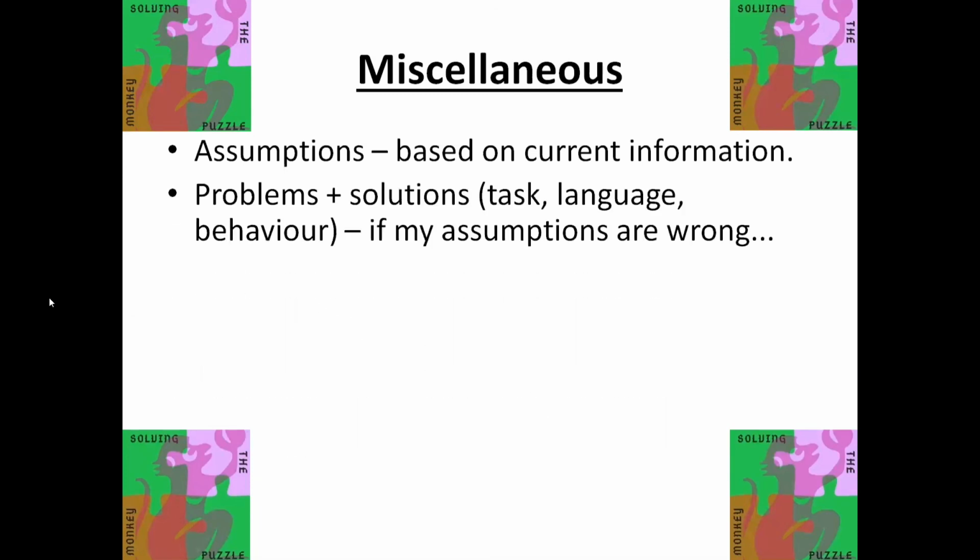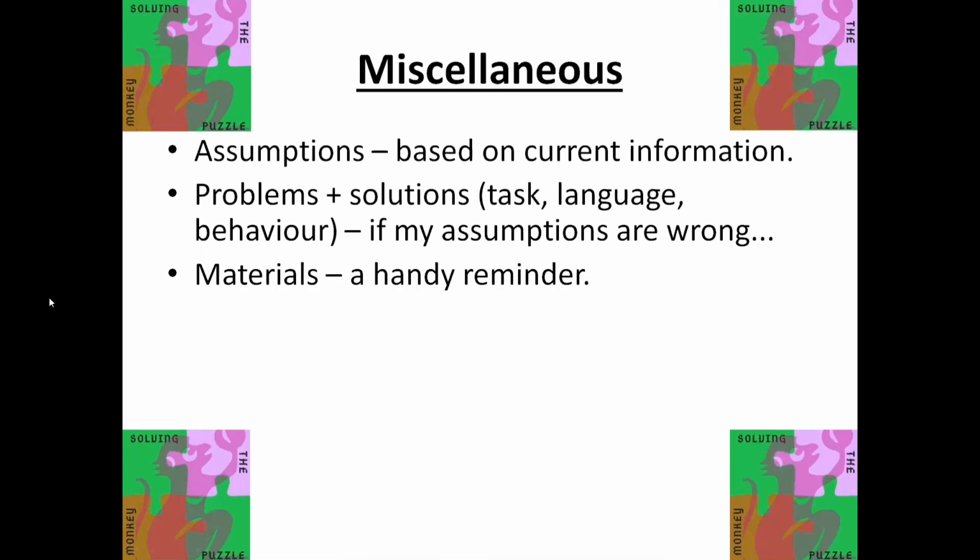Then you've got problems and solutions. So you can base your problems and solutions on whether your assumptions are wrong, or you can use a different framework. There are really three kinds of problems and solutions: task problems, language problems, and behavior problems. Task problems are issues the students might have with the task. Language problems are problems that students might have with the language that's required to complete the task. And behavior problems are just, well, how you plan to manage students' behavior.